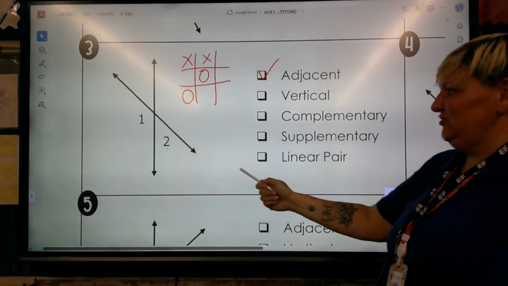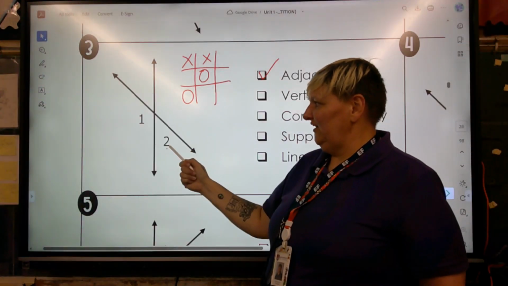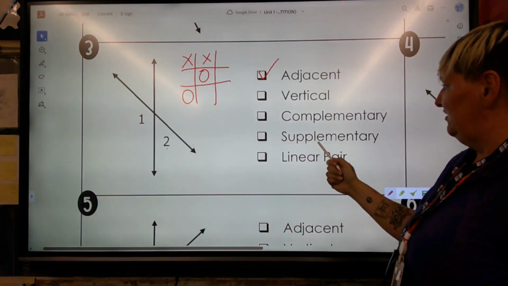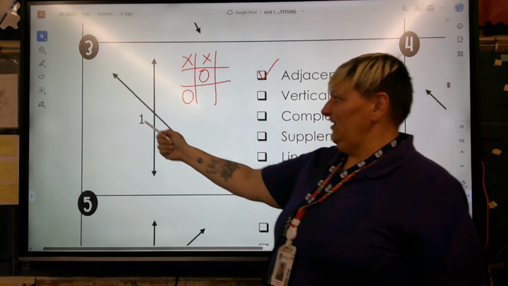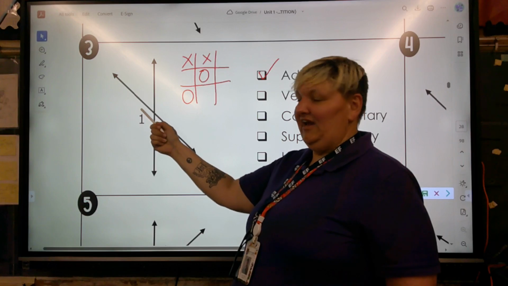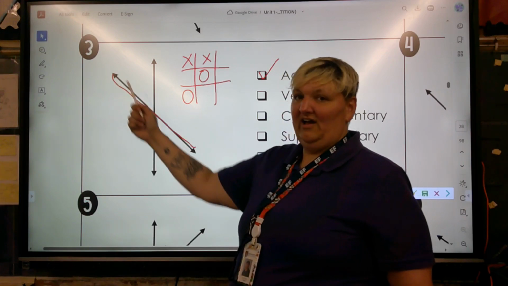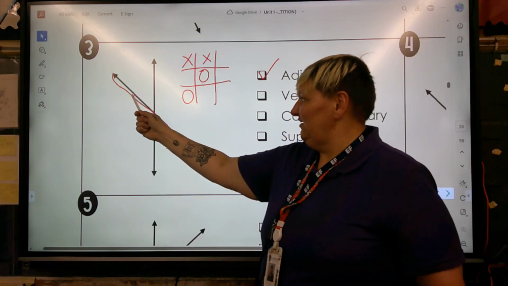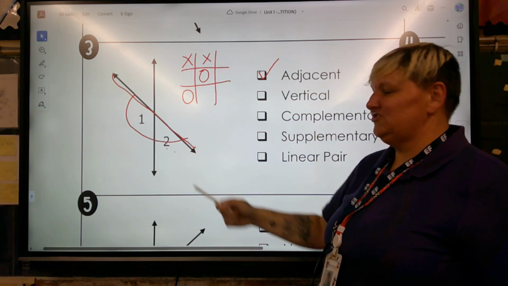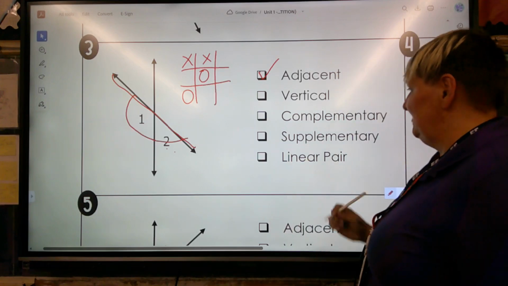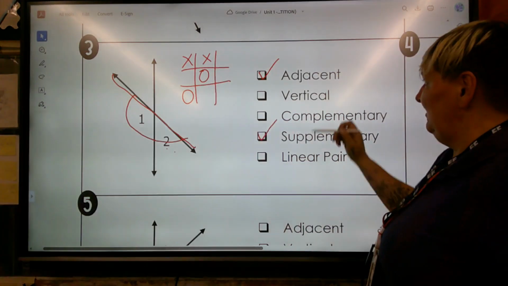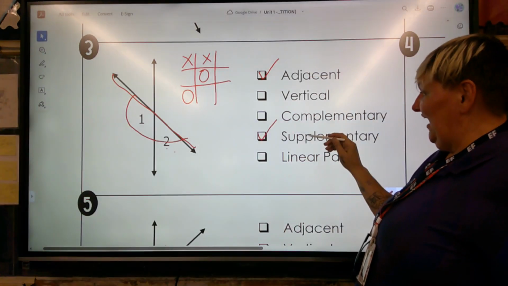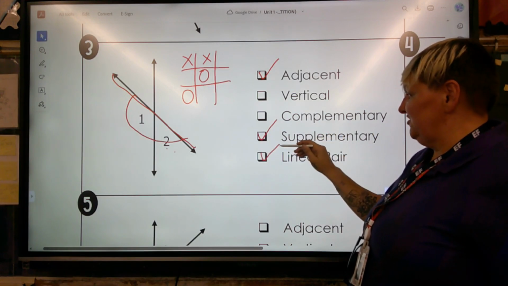Complementary. Do the two angles add up to a 90-degree angle? No. Supplementary. Do the two angles add up to 180 degrees? Do they create a straight line? If you add this angle and this angle, do you get a straight line? Yes. If it's both adjacent and supplementary, then it's considered a linear pair.